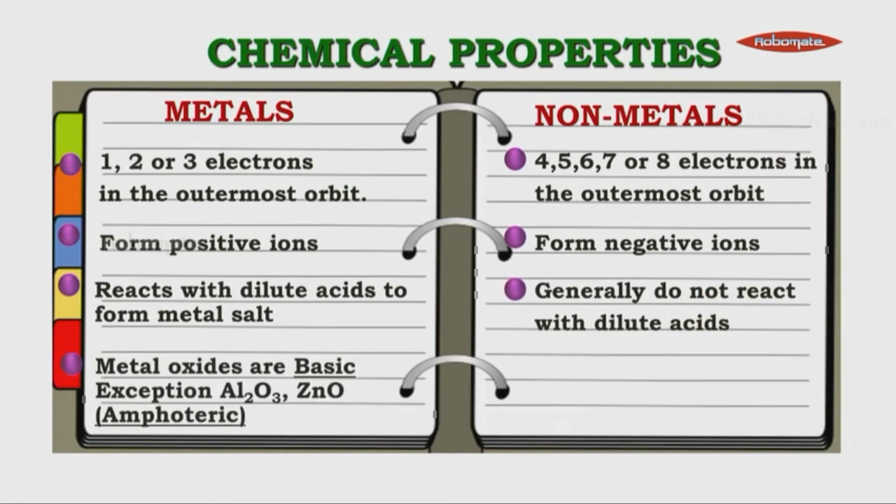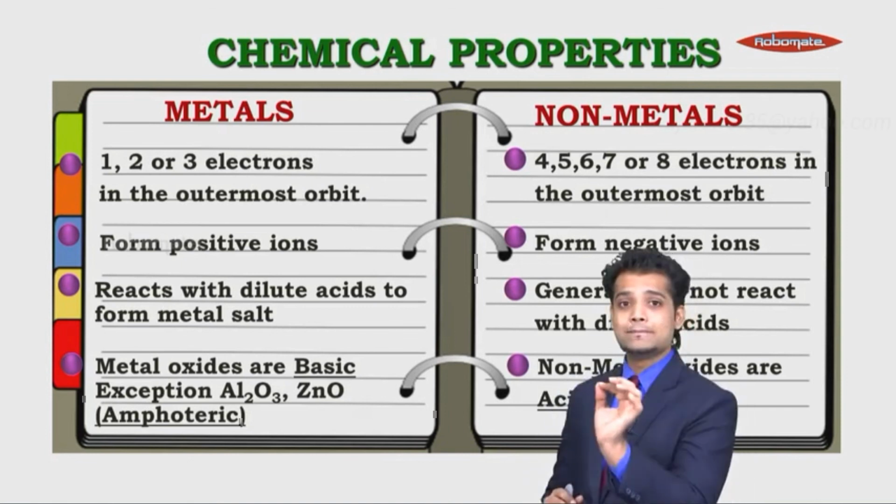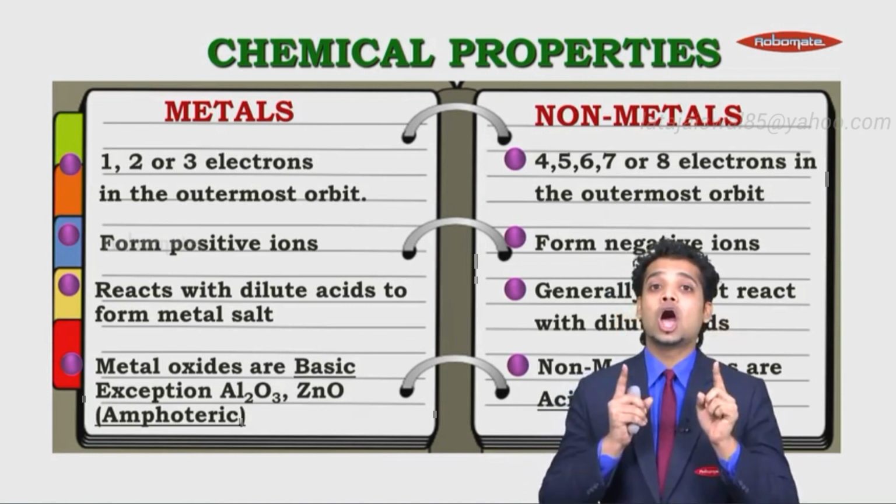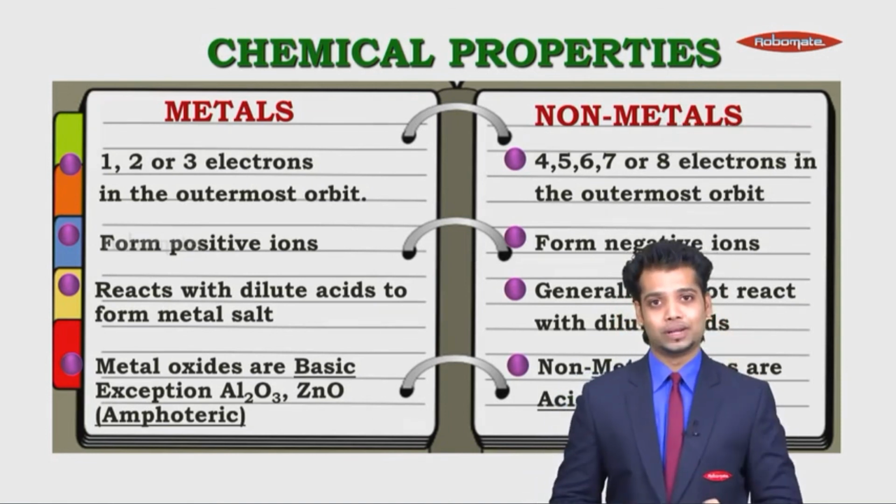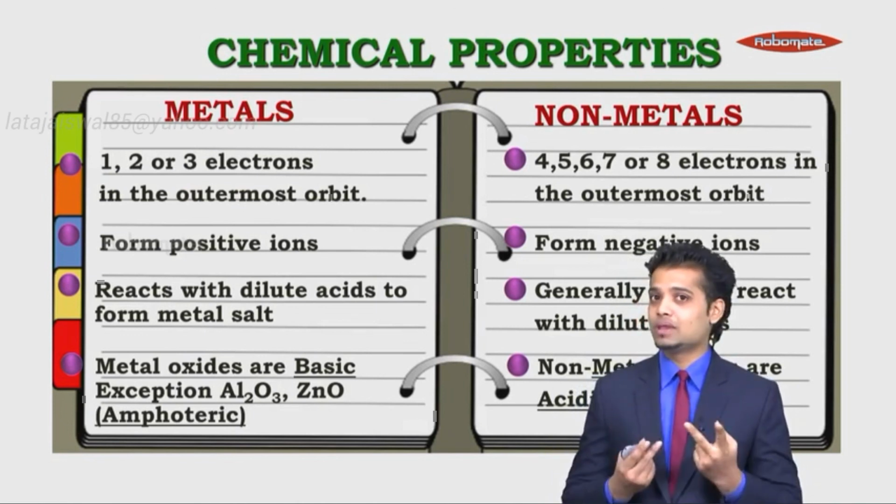Metal oxides are basic. The exceptions are aluminium oxide and zinc oxide, which are amphoteric in nature. Non-metal oxides are acidic and also neutral, remember water. So this is the distinction between metals and non-metals according to chemical properties. Very important question, can be asked for 2 marks.